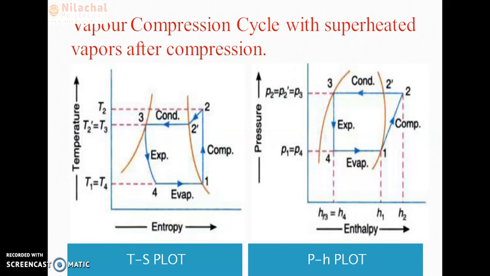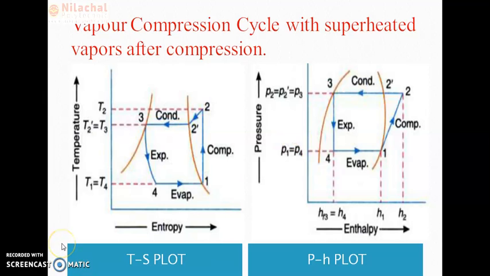Here you observe in the cycle that superheating increases the refrigerating effect and the amount of work done in the compressor. Since the increase in the refrigerating effect is less compared to the increase in the work done, the net effect of superheating is a lower COP. This is all about the vapor compression cycle with superheated vapor after compression.